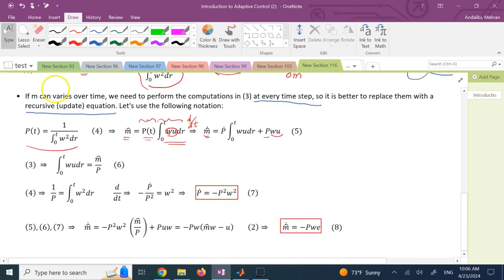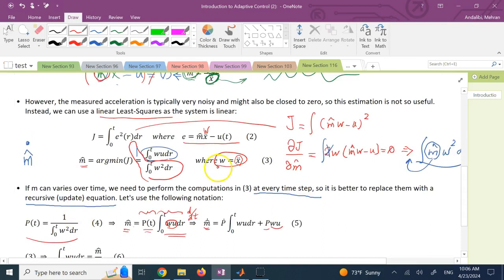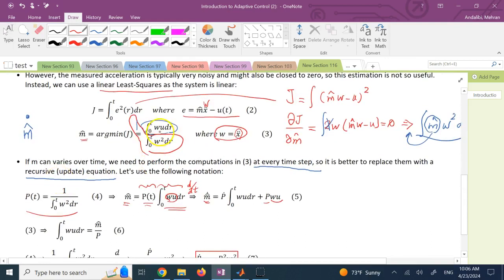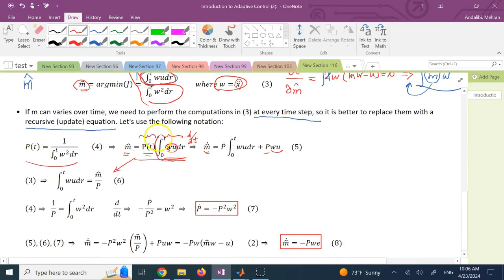Now we need to simplify this parameter update equation. How? From relation 3, if you look at relation 3, m hat is, as we said, this numerator times p. Look here. So from here, this numerator can be written as m hat over p. So here I'm going to replace that by m hat over p.